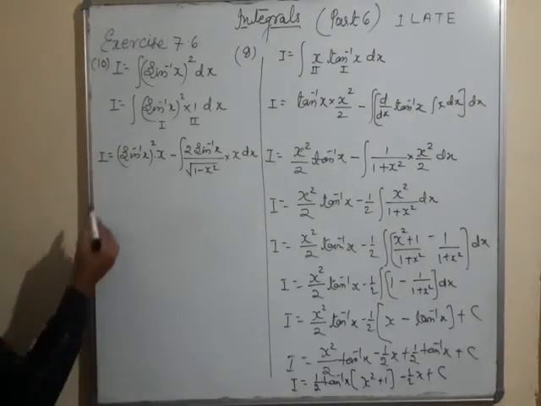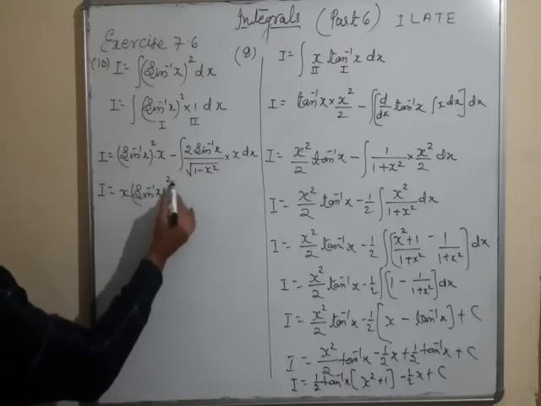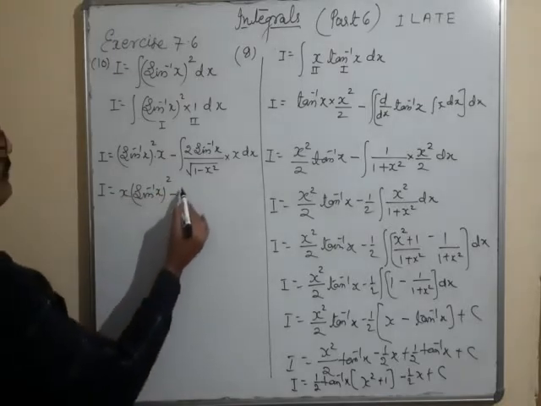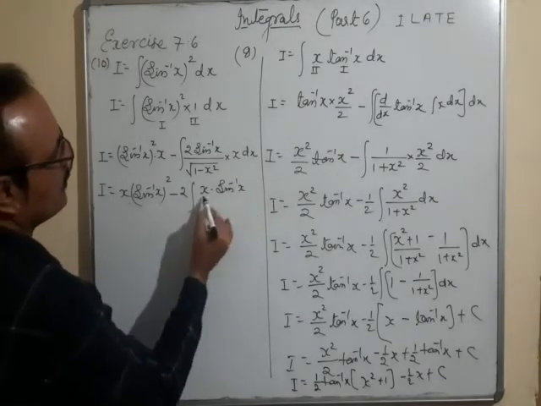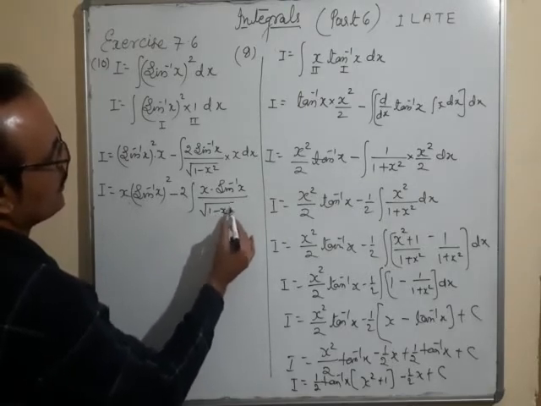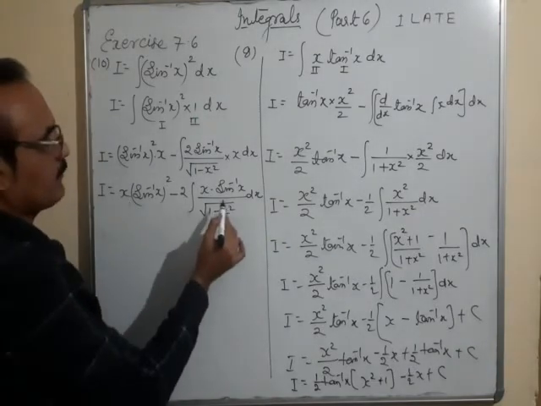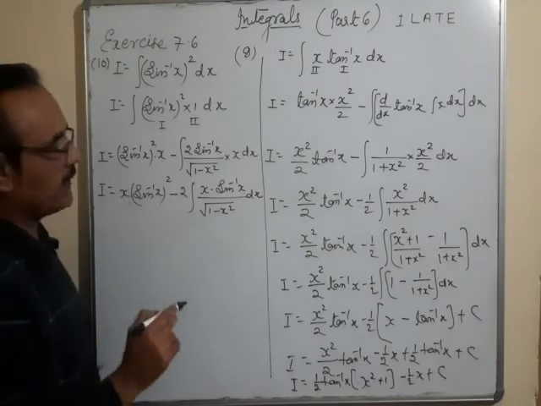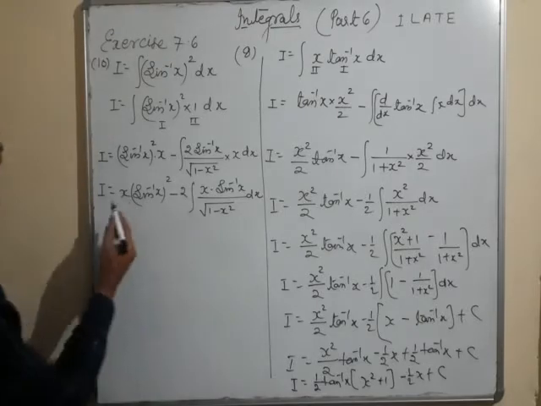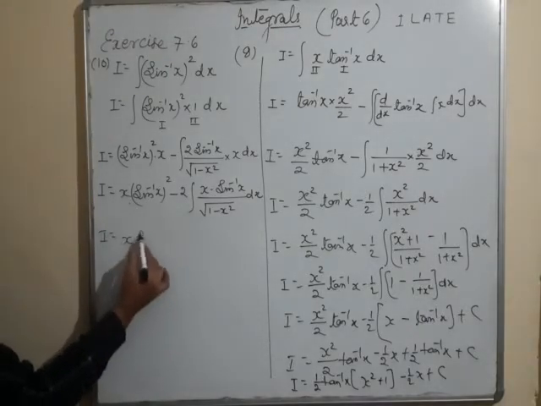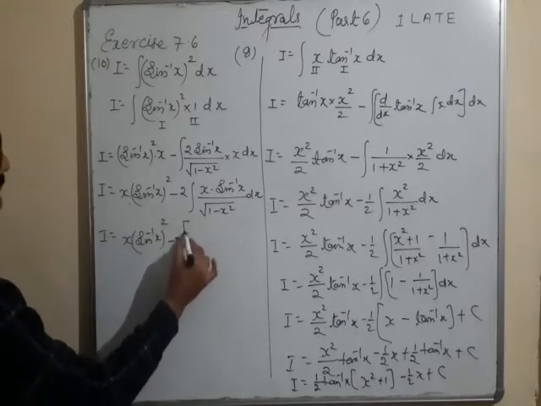I is equal to x (sin inverse x) whole square minus 2 times the integral of x into sin inverse x upon under root 1 minus x square dx. Now what should be done? This portion we can solve in two different ways. Either we call this equation number 1 and solve this part only, or we can solve the complete expression. So I am taking the complete term, x (sin inverse x) whole square minus 2, bracket.